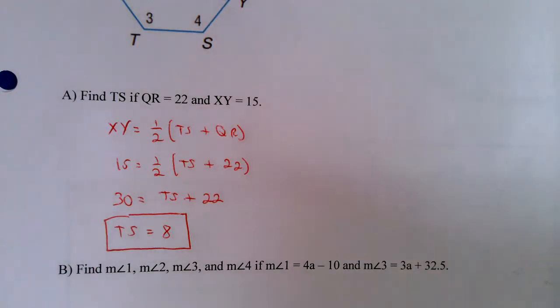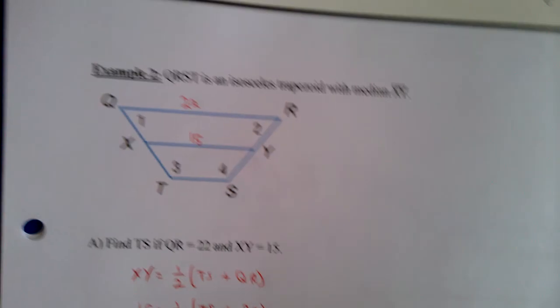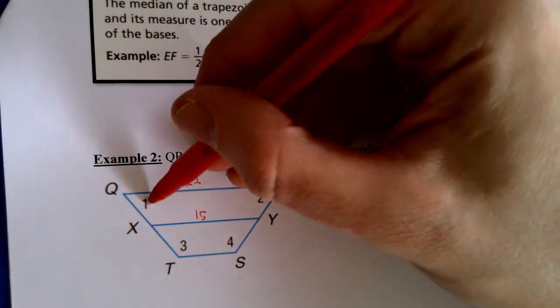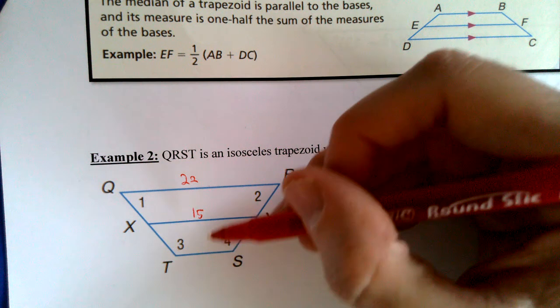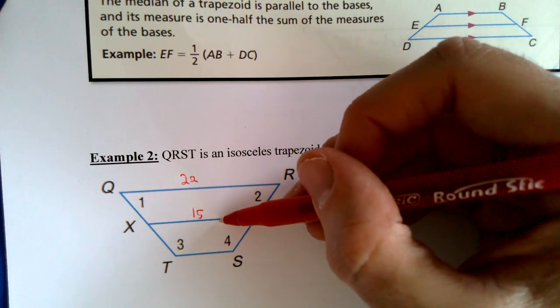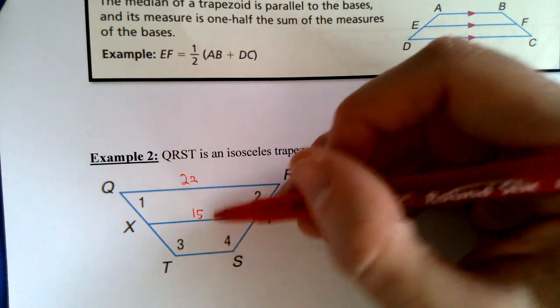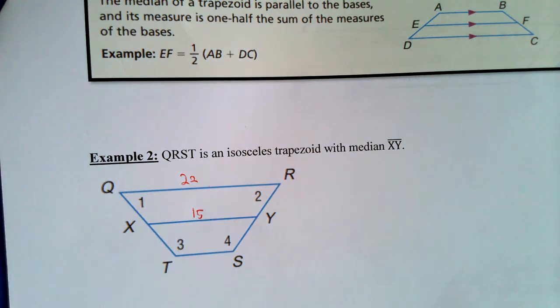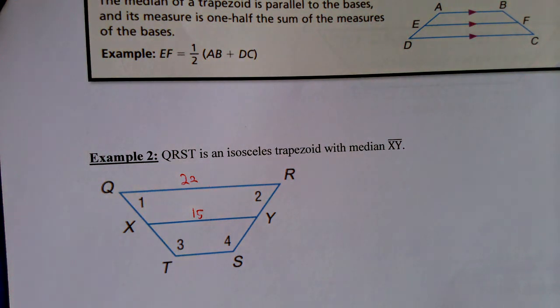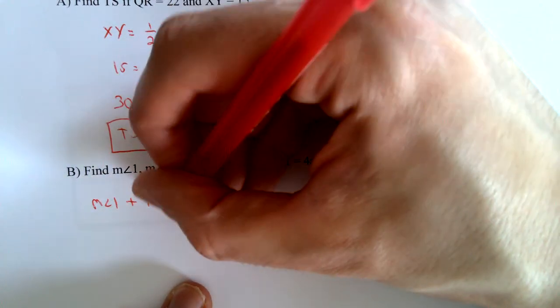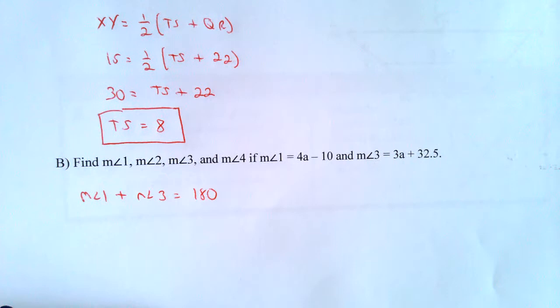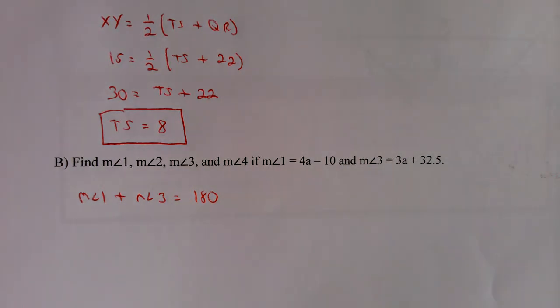First thing, we're given the measure of angle 1 and the measure of angle 3. These are same side interior angles because these three sides are parallel. QR is parallel to XY, which is parallel to TS. So they're supplementary. I'm going to say that the measure of angle 1 plus the measure of angle 3 equals 180, and let's solve for a from there.